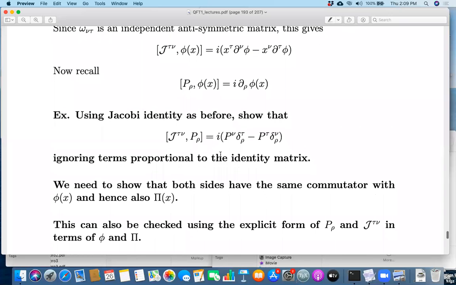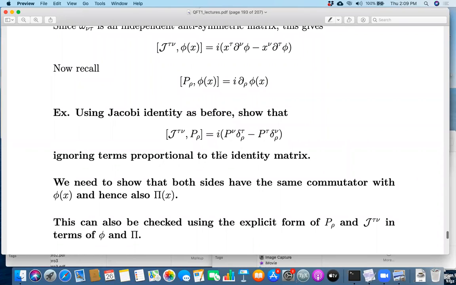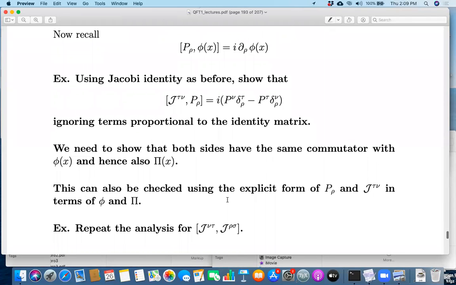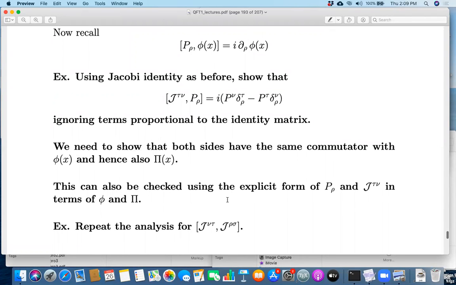Is this point clear? Okay, yes. Because the fact that j is conserved, this follows from Noether's theorem, right? Even if it has explicit x's. Yes. Okay. Any other question?